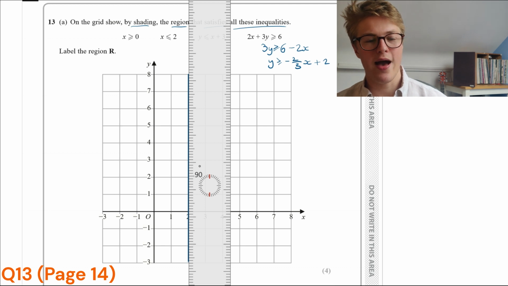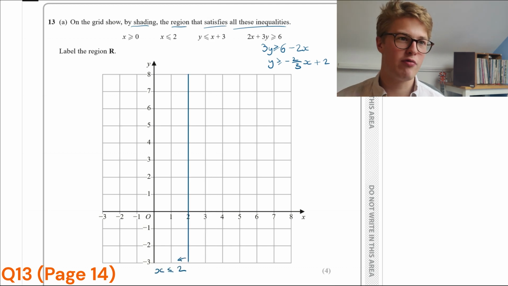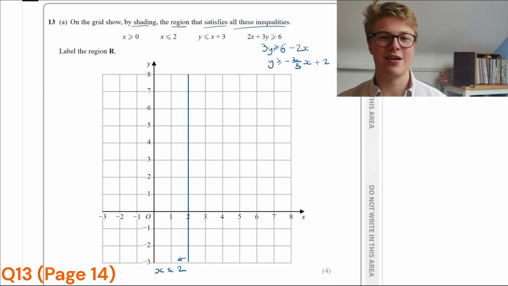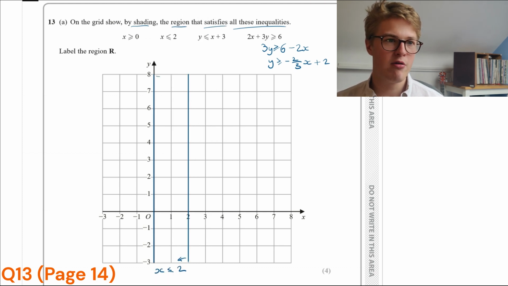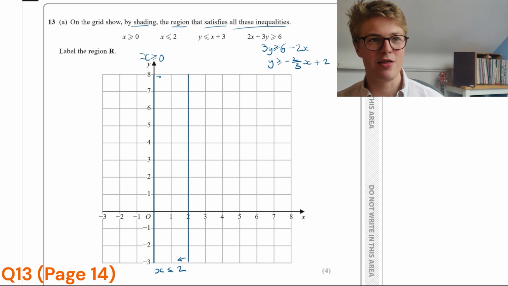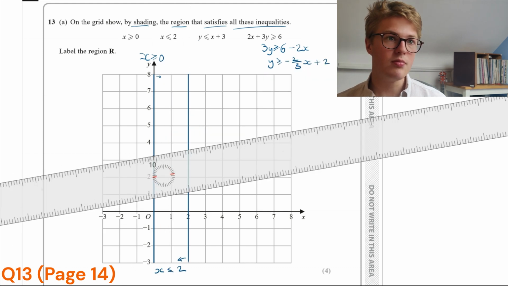So drawing onto the grid, we can have x is less than or equal to 2 as what you can see here, where x is equal to 2, we have anything to the left of that. Then when we have x is greater than or equal to 0, this is going to be the y-axis because that's anywhere where x is equal to 0. So we look to the right of that to see anything that's greater than or equal to it.